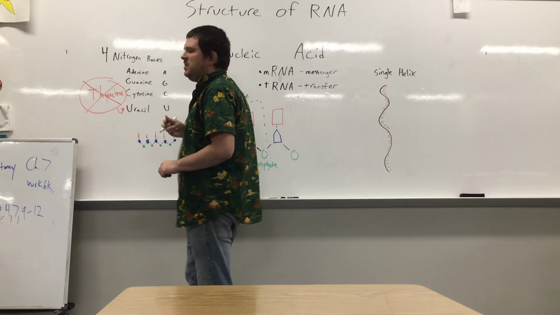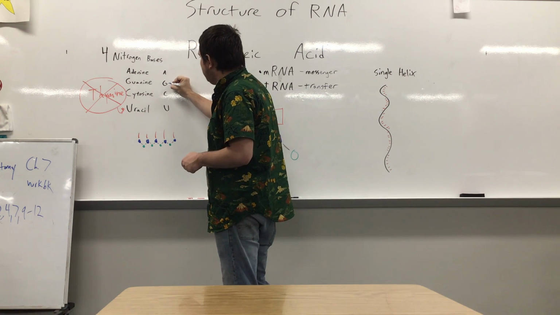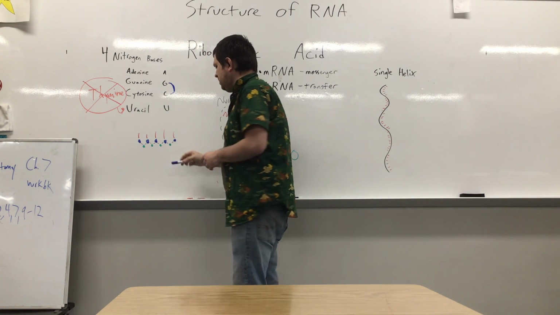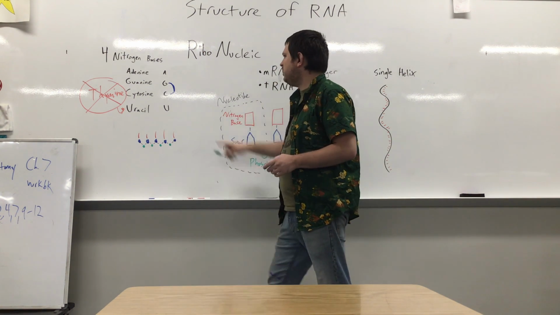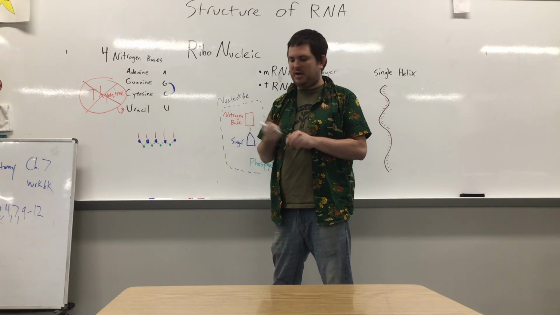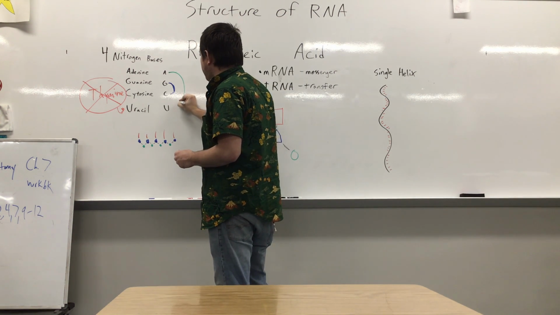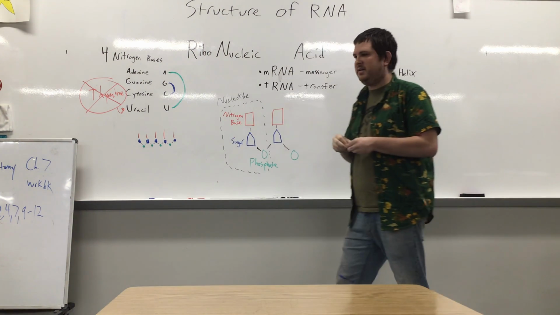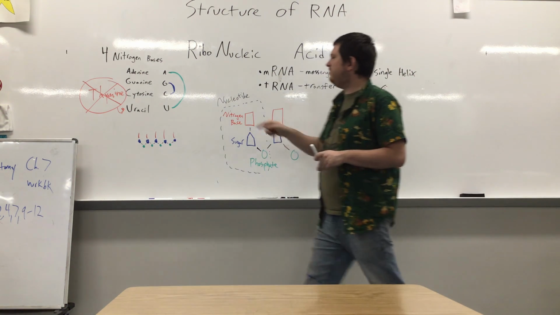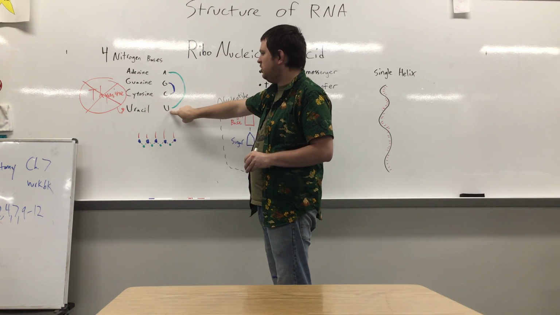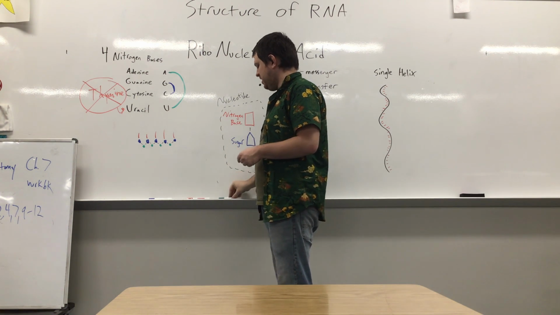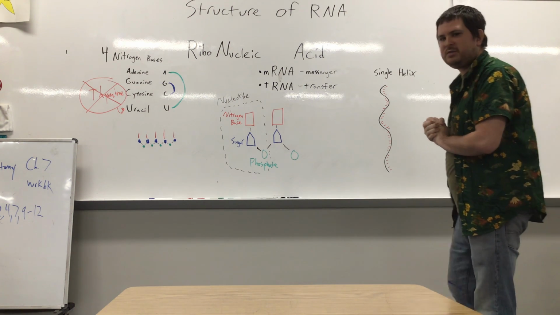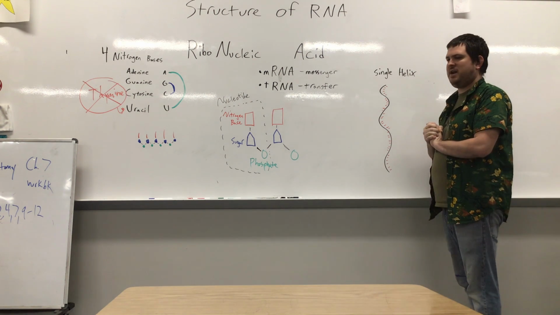Which means, even though in DNA, guanine and cytosine matched up, and adenine and thymine matched up, here in RNA, guanine and cytosine will still match up. But adenine and uracil will now match up in RNA. So when you have adenine on one side, you will have uracil on the other in RNA. That is about all that we need to know about the structure of RNA.